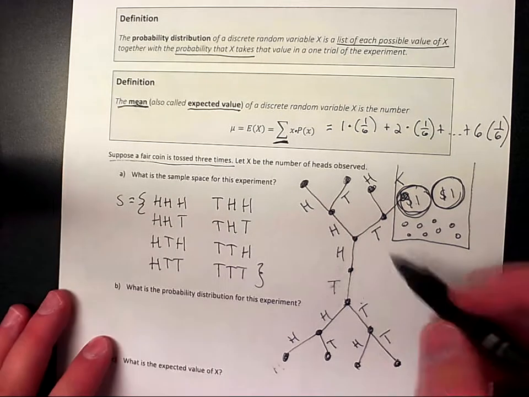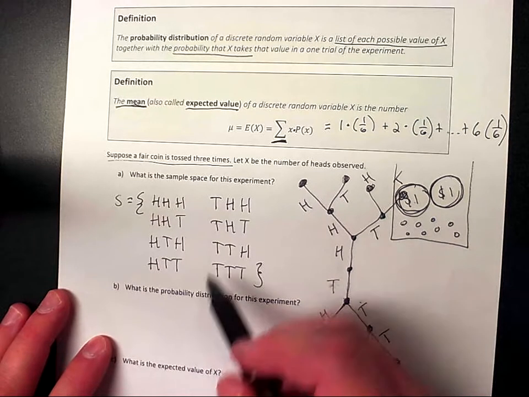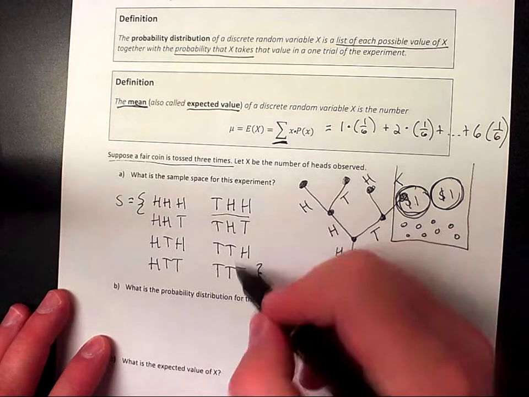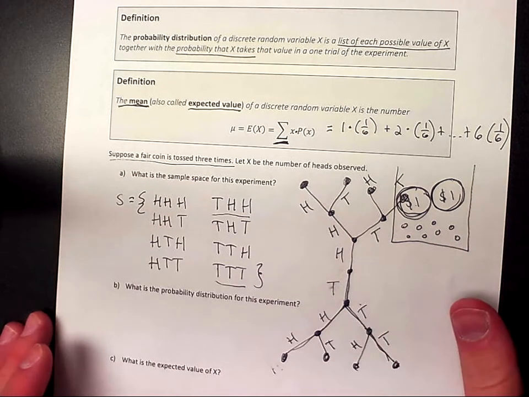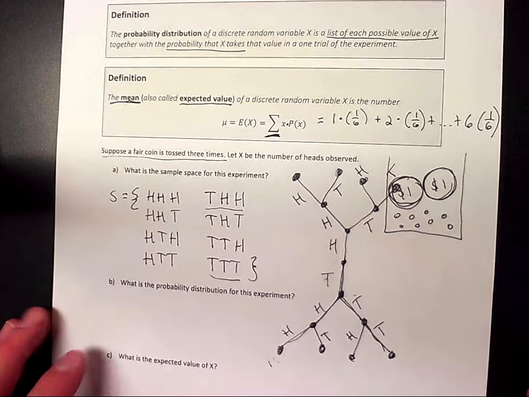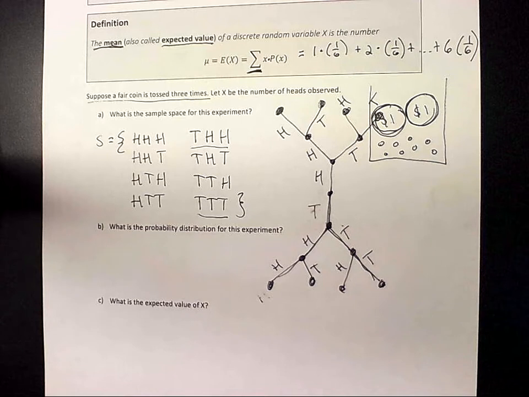And then you could just follow these things along, right? Here we're getting tails, heads, heads. Here we're getting tails, tails, tails. You can just go through this tree and figure out what all your possible outcomes are. Does that make sense, everybody? All right, so we know we have 8 possible outcomes. Here's our sample space for the experiment. What is the probability distribution for this experiment?